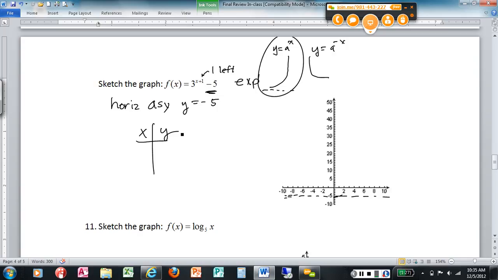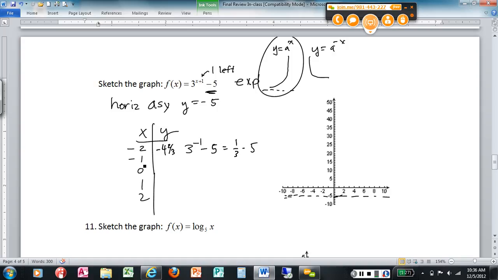Since it's 1 to the left, yeah, we might go negative 2, negative 1, 0, 1, and 2. See what happens there. Well, if x is negative 2, that would be 3 to the negative 2 plus 1 is negative 1 minus 5. That's 1/3 minus 5. That is negative 4 2/3, or negative 4.666.